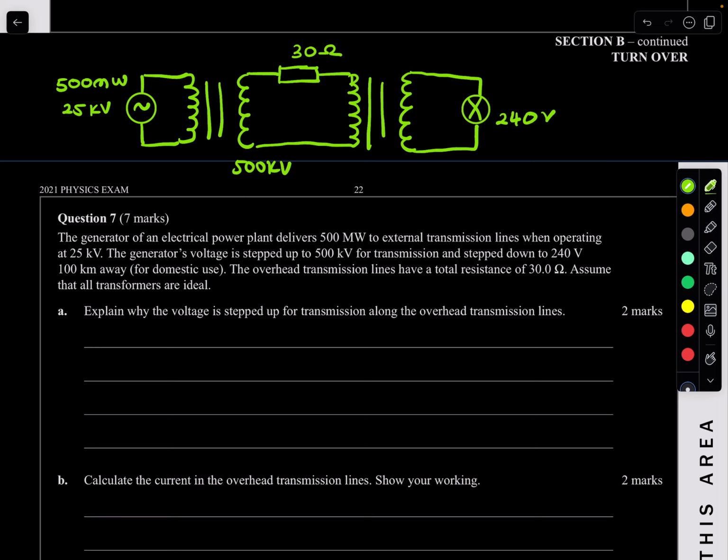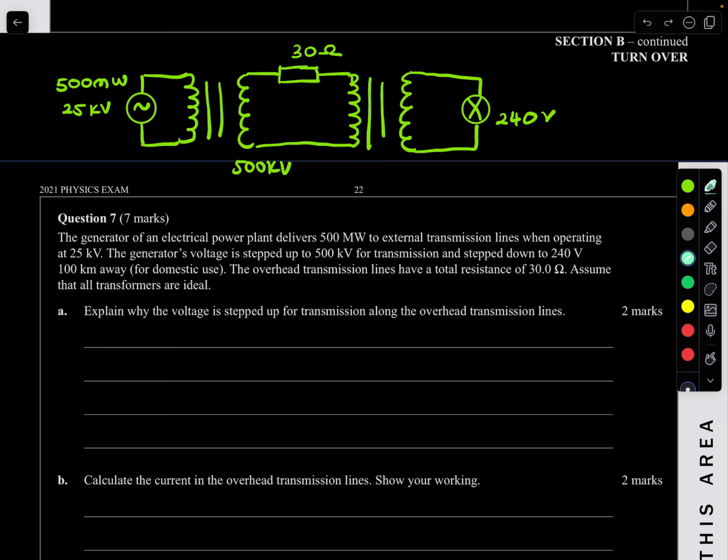Yeah, and all transformers are ideal, so the power is not lost through the transformers. Explain why the voltage is stepped up for transmission along the overhead transmission line. Very beautiful, nice question. So why do we step up the voltage from 25 kilovolts to 500 kilovolts in those transmission lines? Let's explain.